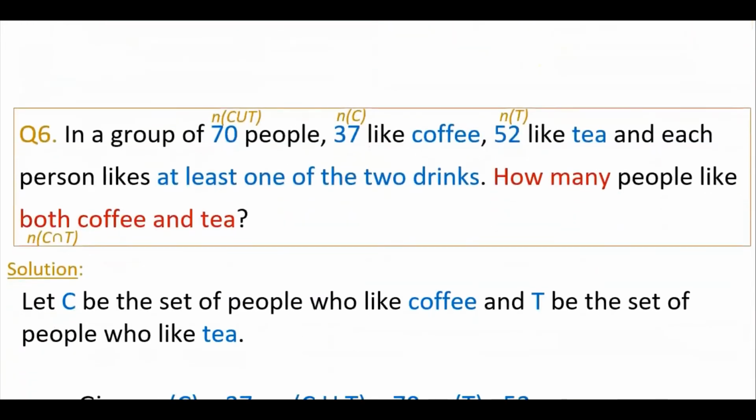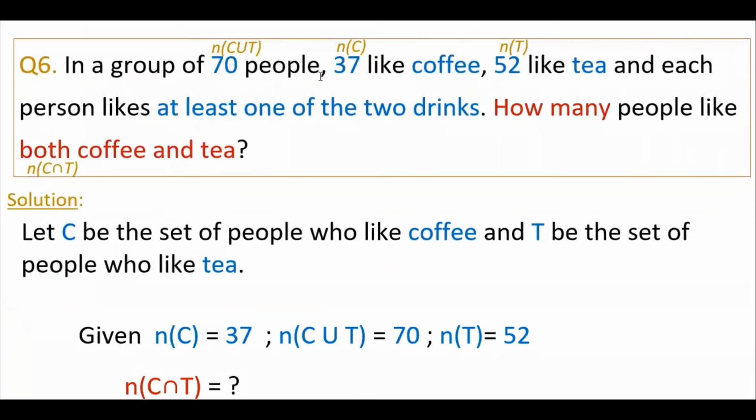And sixth question. In a group of 70 people, 37 like coffee, 52 like tea, and each person likes at least one of the two drinks. How many people like both coffee and tea? So here total 70 people. Each person likes at least one of the two drinks. So here it is n(C ∪ T). For example, if you assume C to be the set of people who like coffee and T the set of people who like tea, then this is n(C ∪ T), because each person likes at least one of the two drinks.